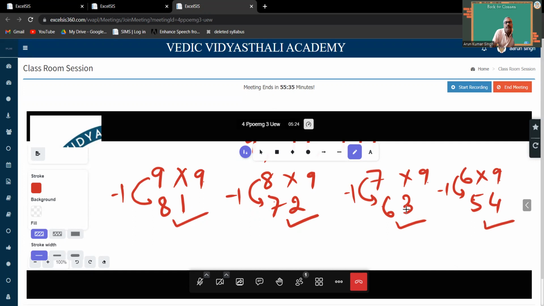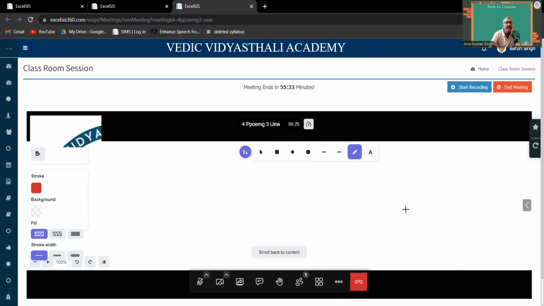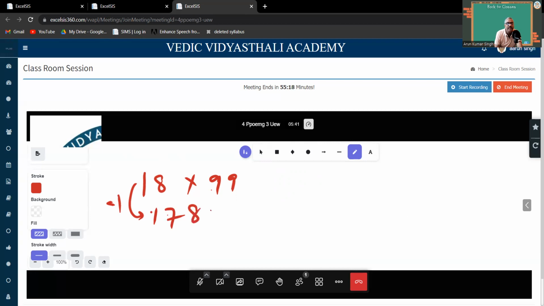Let's see what happens when we are multiplying any number with 99. Suppose 18 into 99 is there. We don't need to do anything, just lessen it by 1. So it is 17. Now 9 minus 1 is 8, and 9 minus 7 is 2. This is my answer.